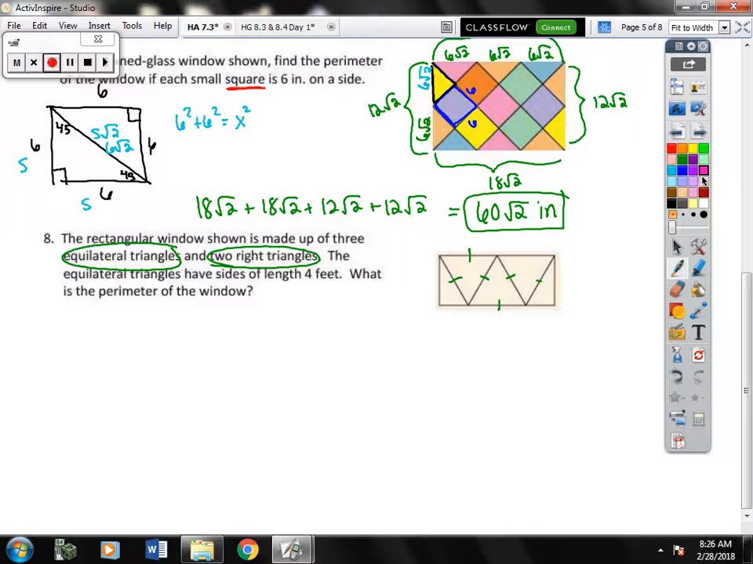So I'm just going to redraw one of my equilateral triangles out here. We know equilateral means that all 3 sides are congruent. What do we know about the angles in an equilateral triangle? Ashley? They're all 60 because the triangle sum is 180 divided by 3, and we get 60, 60, and 60.